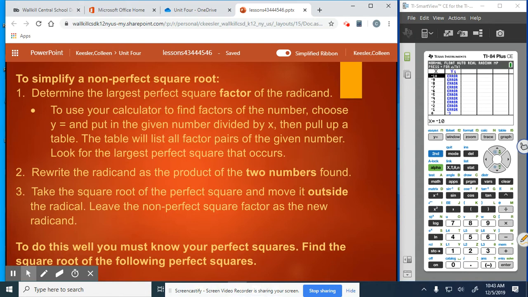To do this, you're going to use your calculator to find factors of the number. You're going to choose y equals and put in the given number divided by x. Then pull up a table. The table will list all factor pairs of the given number. Look for the largest perfect square factor that occurs.